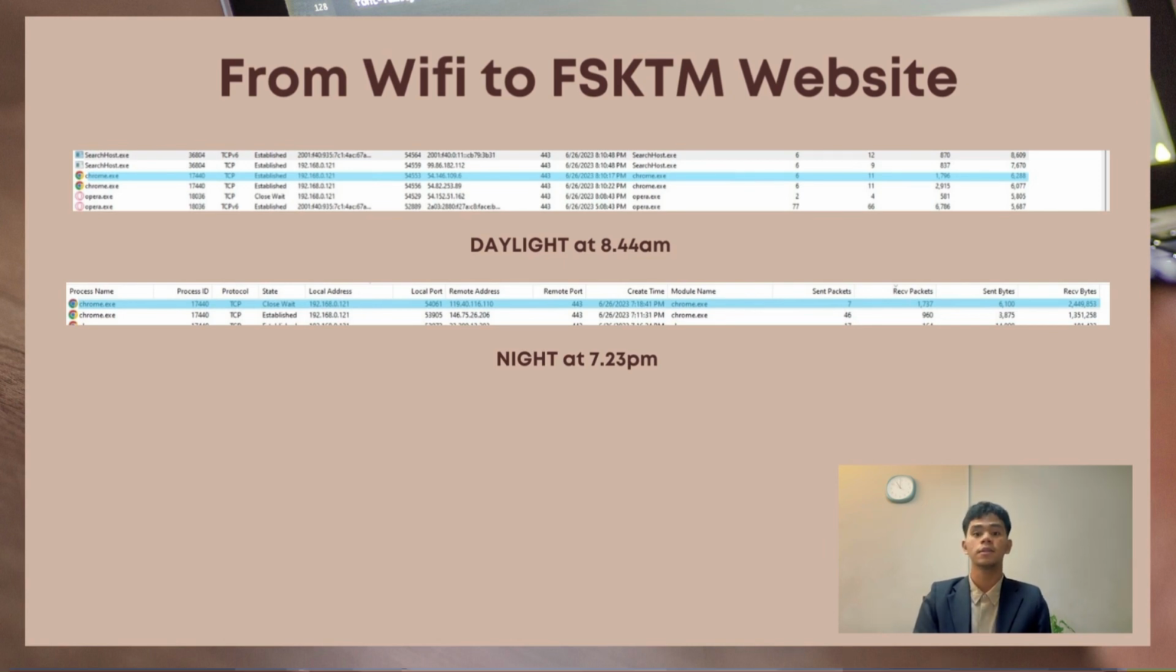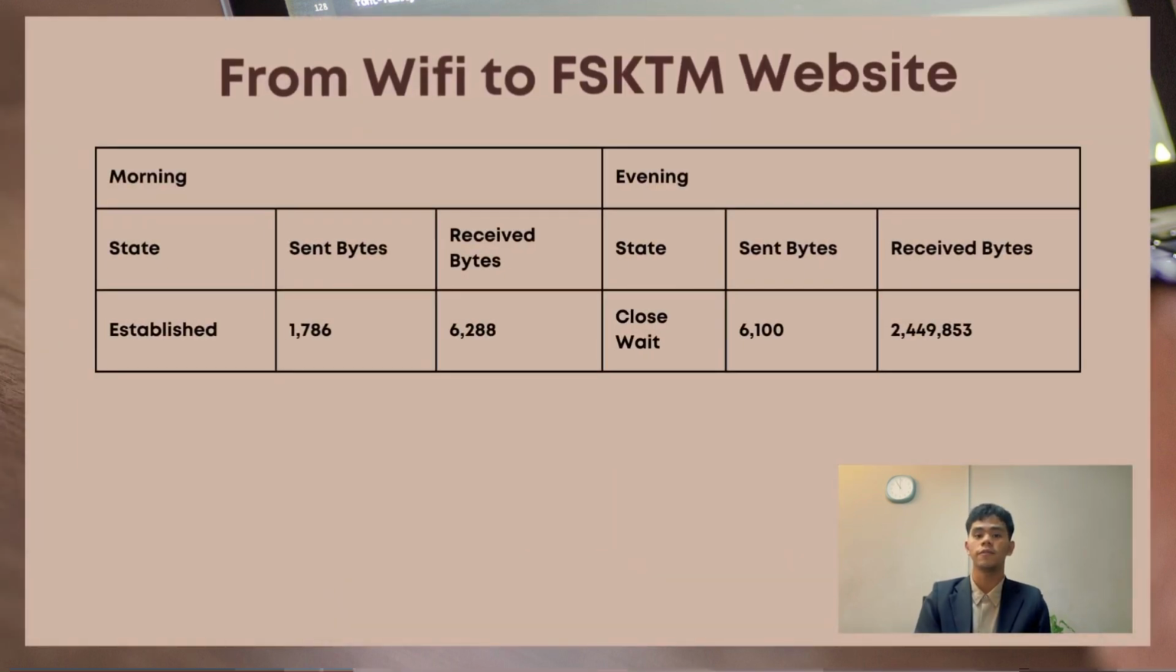Now, moving on to our second testing from Wi-Fi to our local website called the FSKPM website. I conducted two testings, one in the morning, around 8:42 a.m., and one in the evening, around 7:22 p.m. As you can see, this finding suggests that there was a relatively moderate level of data exchange between the local machine and the local website server during the morning period.